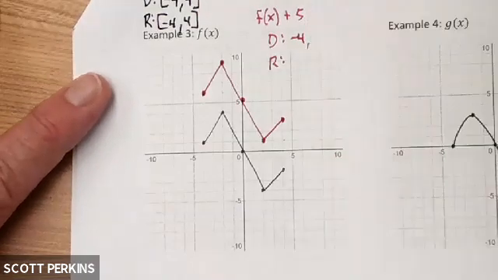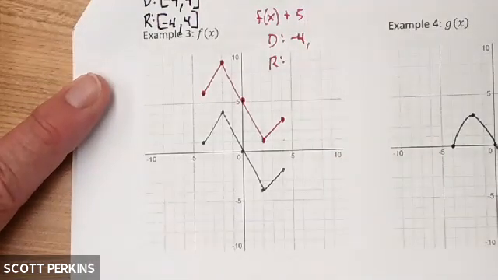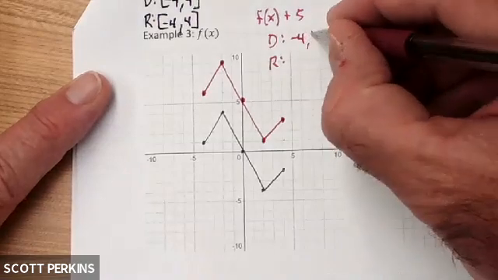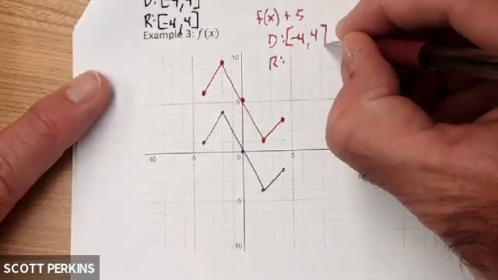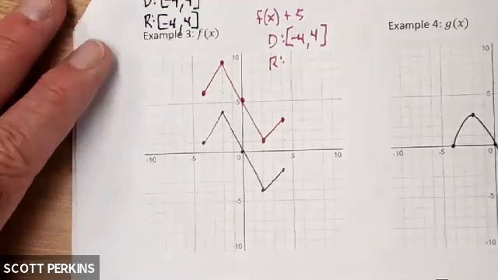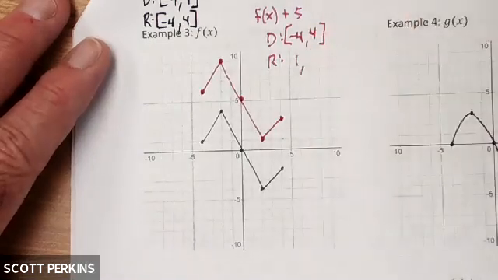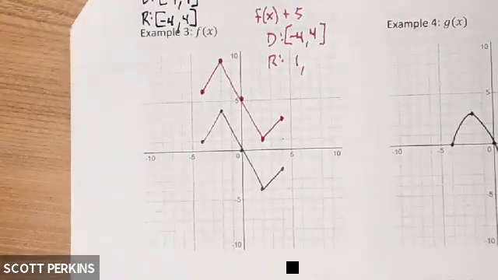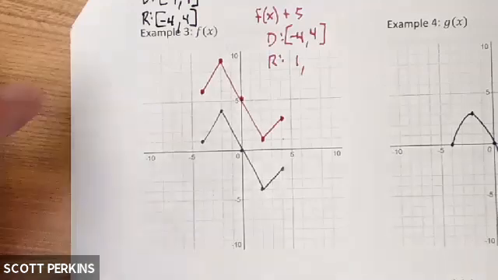Still -4. What's the greatest x value? Still +4, yes. Notice we didn't move the graph in the x direction, so the domain didn't change, which hopefully makes sense. The domain is the x values, and we didn't move it in the x direction. How about the range? What's the lowest y value of my new graph? 1. And what's the highest y value of my new graph? Perfect.